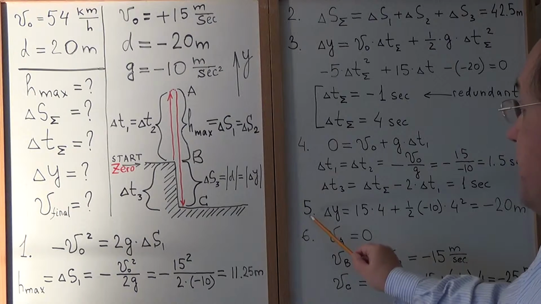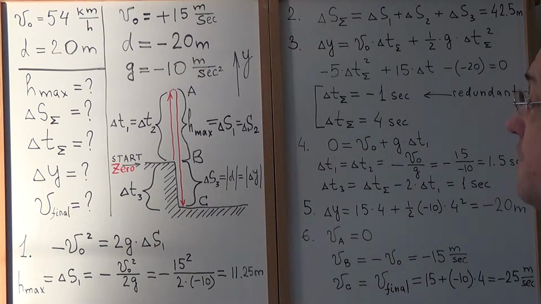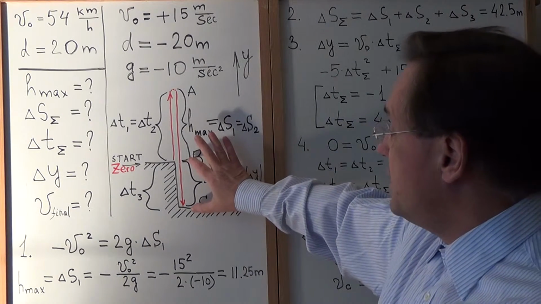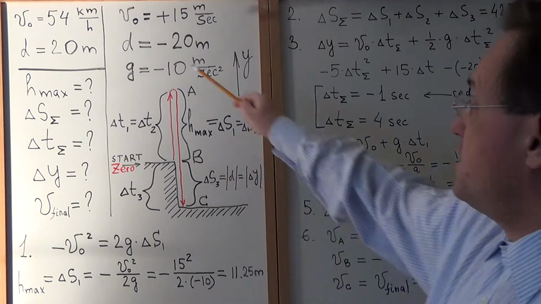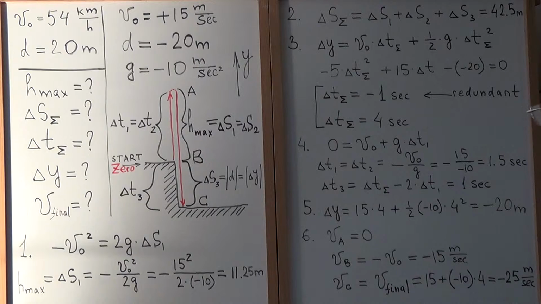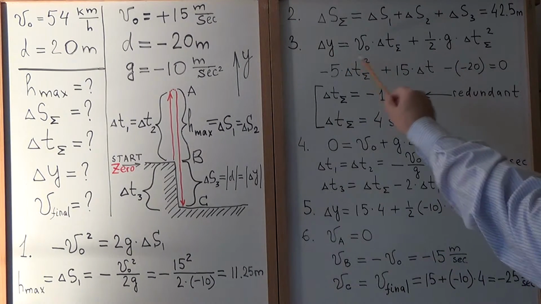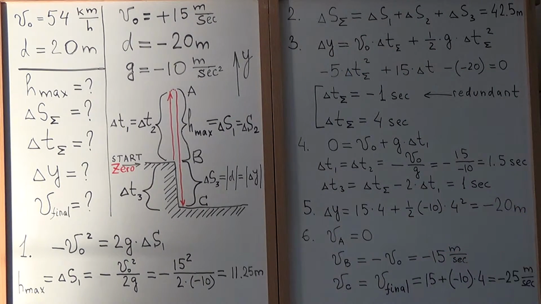Now in here, in number 5, we verify. We already know that change in position is just the depth of the pit, but we can verify this by plugging the time that we found into this formula, and we'll get negative 20 meters. Again, this negative sign is important.